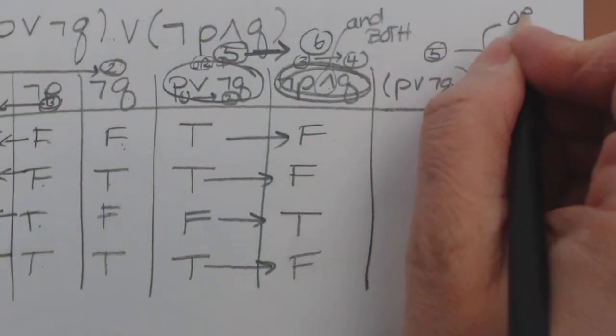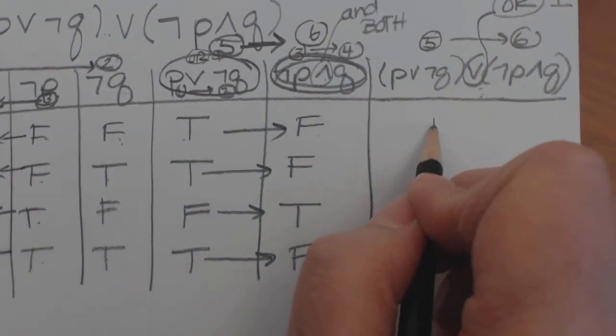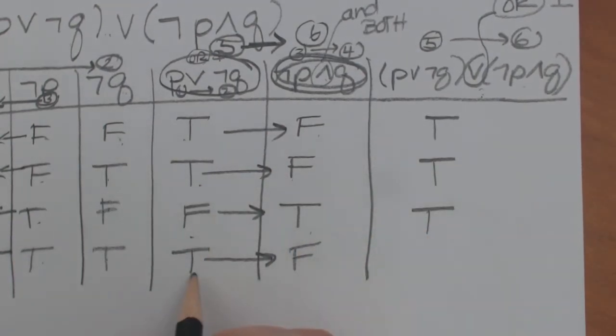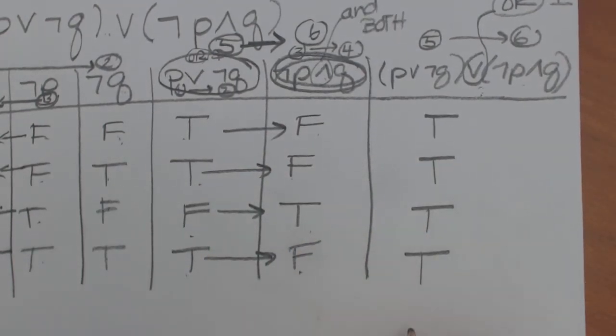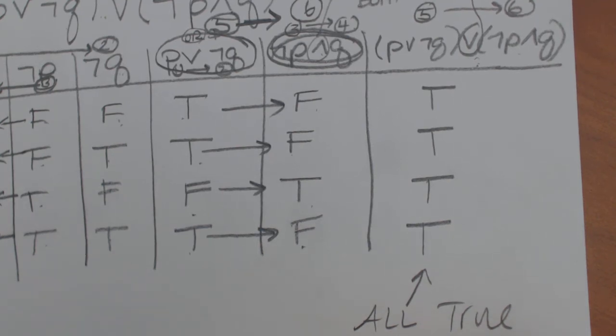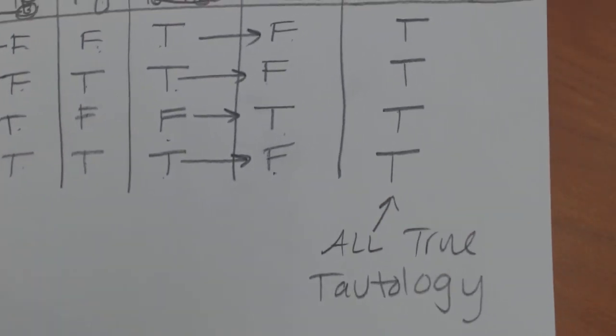This is the or, the inclusive or, so one or the other or both. True, false, true. True, false, true. False, true, true. True, false, true. Please notice this last column, all true. When you have all true, it's a tautology. So this is our first tautology where it's all true.